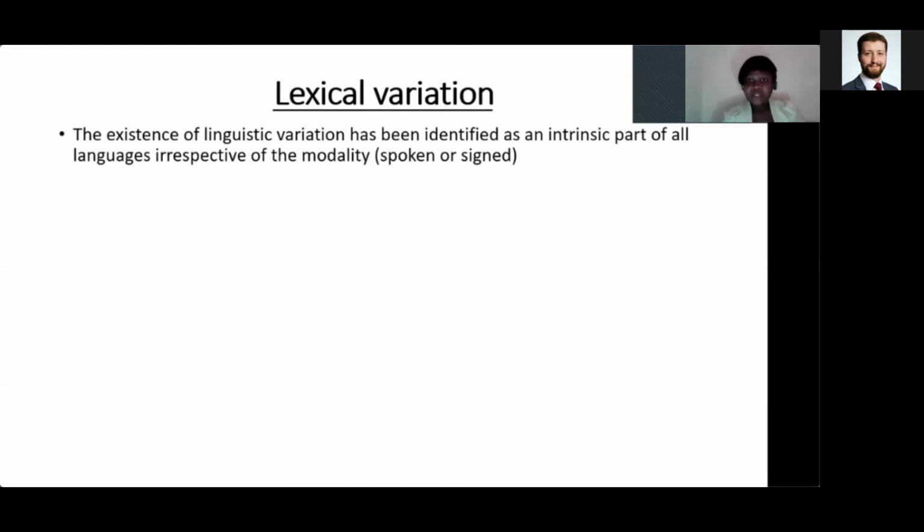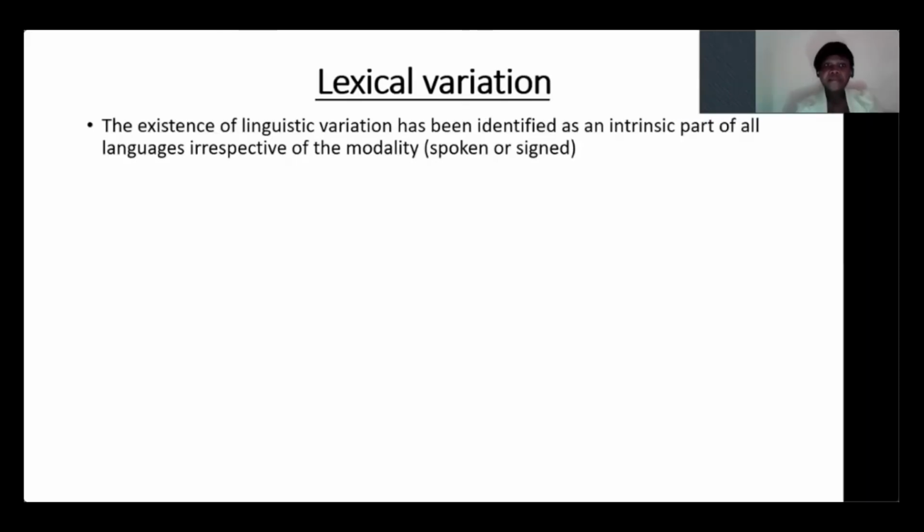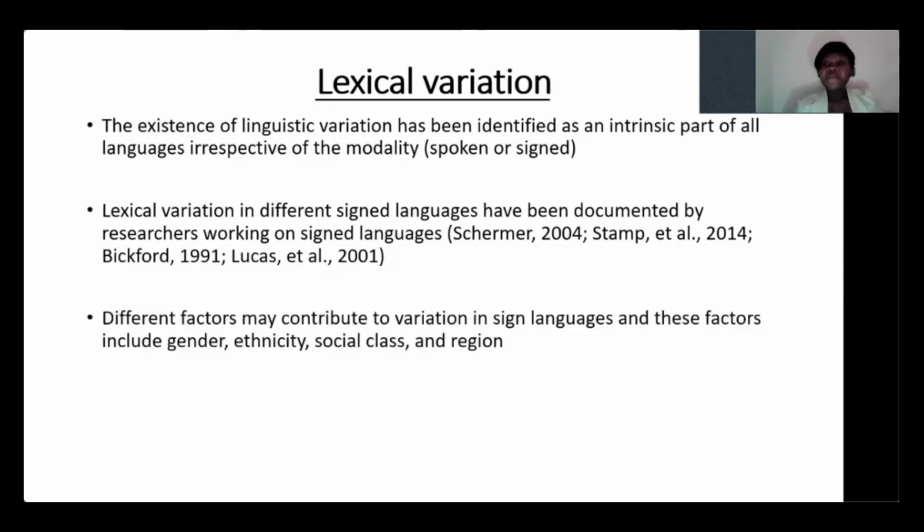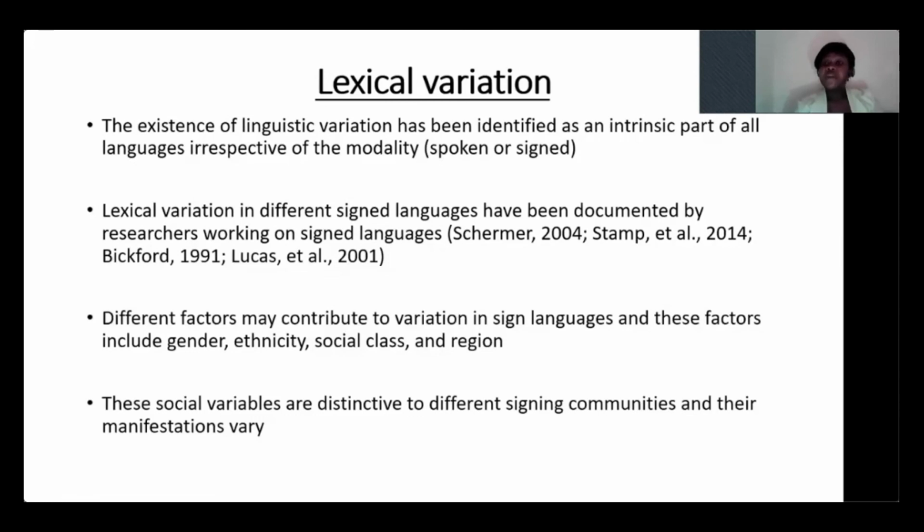You've heard a lot of lexical variation today. You've seen that the existence of lexical variation has been identified as an intrinsic part of all languages, irrespective of the modality, whether signed or spoken, we have lexical variation. And lexical variation in different sign languages have been documented by different researchers working on different European and American sign languages. Different factors have been documented to contribute to lexical variation in sign languages, and these include gender, ethnicity, social class, and region. So these social variables are distinctive to different signing communities, and their manifestations do vary.